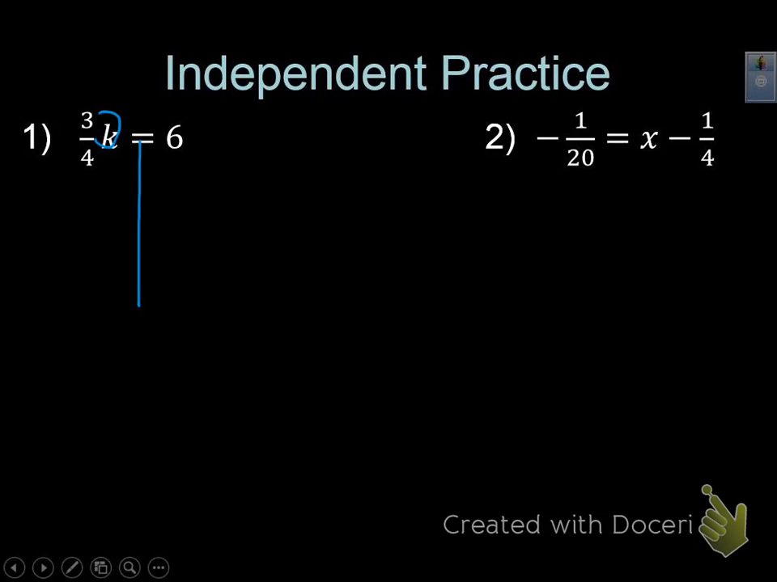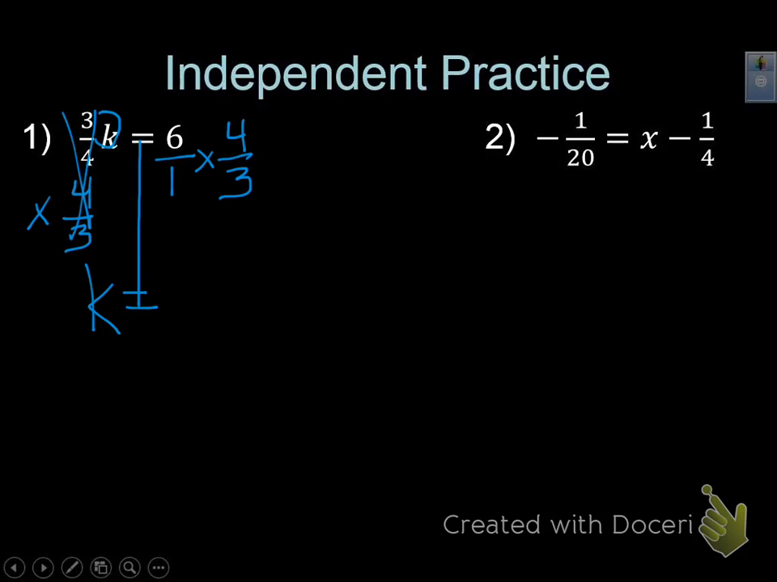problem into 2 parts. I see 3/4 times k, so I know that the opposite is divide, but with fractions, I'm actually going to just multiply by the reciprocal on both sides. On the left, my fractions cancel and I have the variable k. On the right-hand side, I need to multiply my 2 fractions.